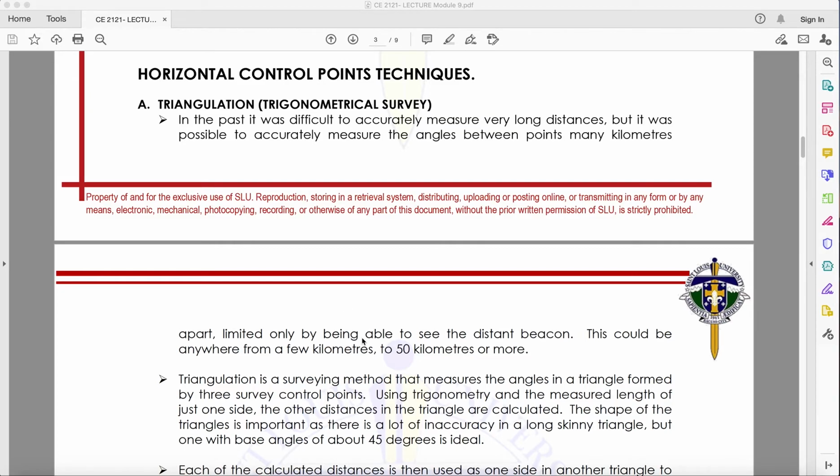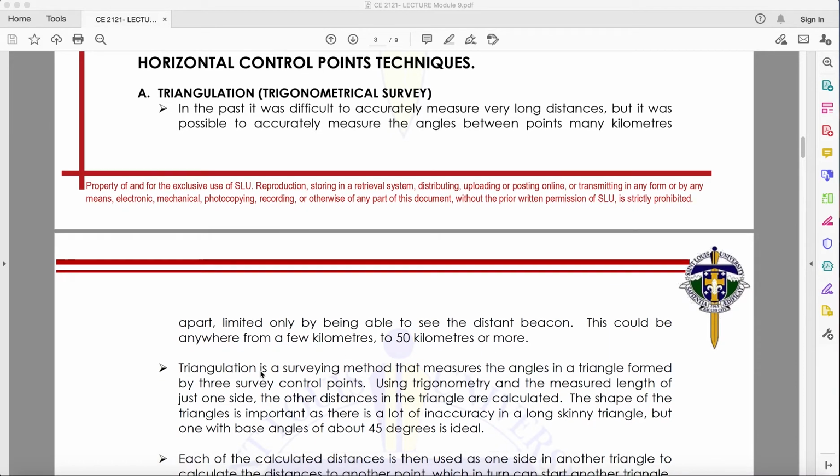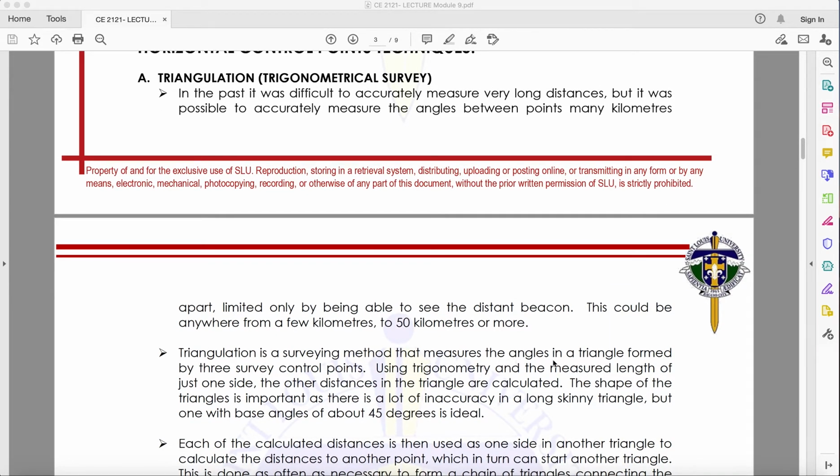We can use the trigonometrical survey for a distance from a few kilometers to 50 kilometers or even more, because again, we use the help of trigonometry. So triangulation is a surveying method that measures the angles in a triangle formed by three survey control points. So I repeat, it is a survey method that measures the angles in a triangle formed by three survey controls. So if it is not a triangle, then we cannot use triangulation.